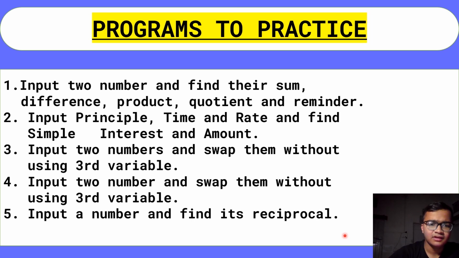After that, input the principal, time and rate, and find the simple interest amount. Quite simple. Input two numbers and swap them without using a third variable. You have to enter two numbers, say A is 10, B is 20. After entering, you have to print that A is 20 and B is 10. This should be done without using a third variable. I will show it. The first one will be with using a third variable, and the next one is without using a third variable. If you cannot do it, I will show you in the next video.